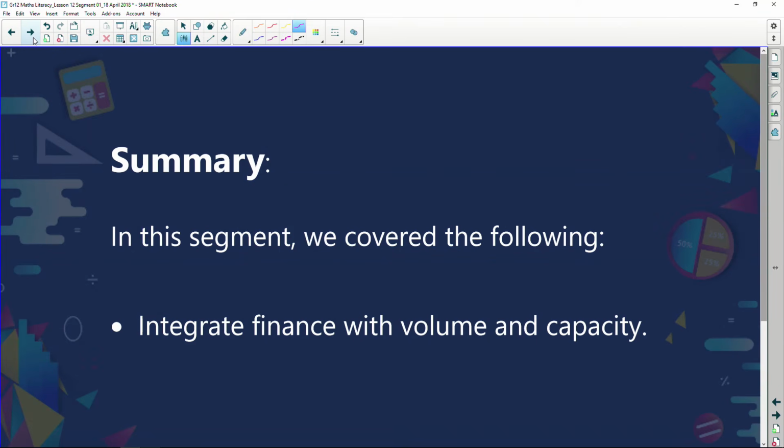All right, good stuff. What have we done this lesson? In summary then, we've integrated finance with volume and capacity.